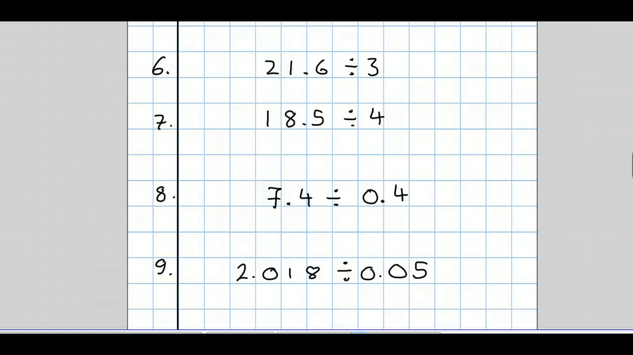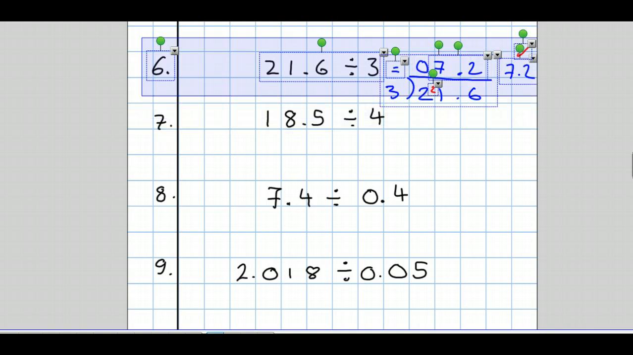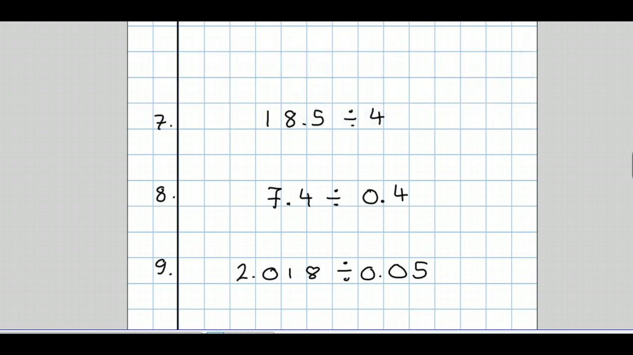Okay, let's go through these then. Question 6. So we write 21.6 and the 3 outside and put the decimal point above. 3's into 2 go 0, remainder 2. 3's into 21 goes 7, no remainder. 3's into 6 go 2. So the answer is 7.2. If you've got that, well done, give yourself a tick.